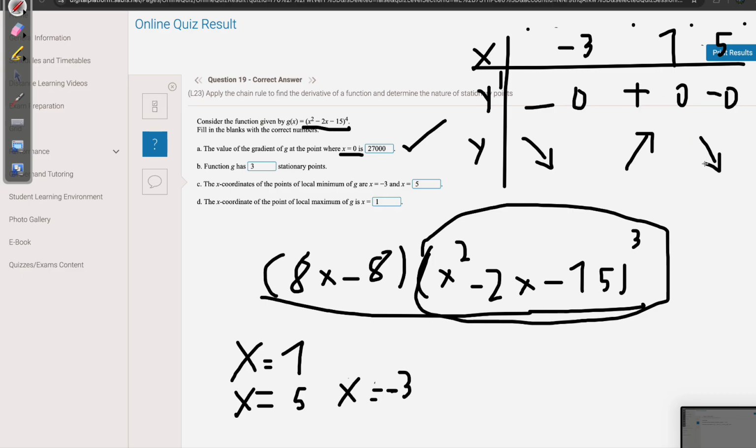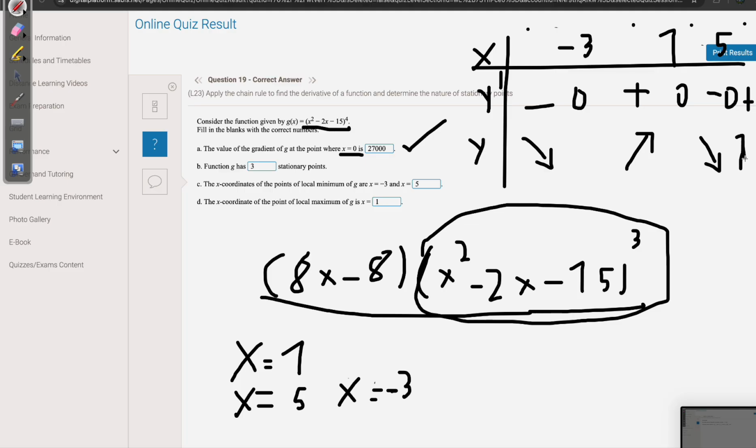And then let's do more than 5. So 8 times 5, no, sorry, 6. Since we're taking more than 5, it has to be more than 5, not 5. So 8 times 6 minus 8, all of that multiplied by 6 squared minus 2 times 6, and that will be positive.